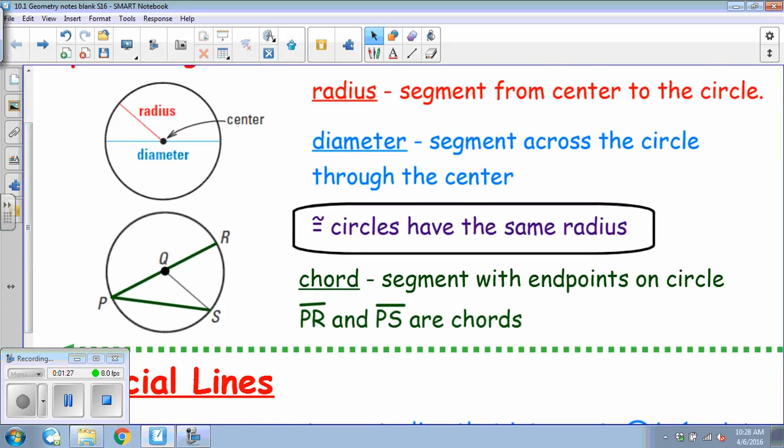Chord is a segment with the endpoints on a circle. So diameter is a chord. Okay? It's just a special chord. But any segment that goes from one part of the circle to another part of the circle is a chord. And we need to talk about this because not in this section, but in tomorrow's section, we're going to have special properties related to chords specifically. Okay? So you need to know the difference between a chord, a radius, and a diameter. Okay?